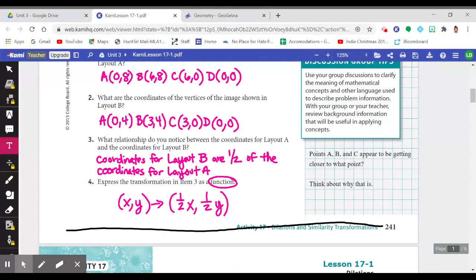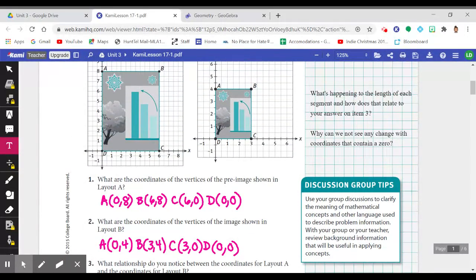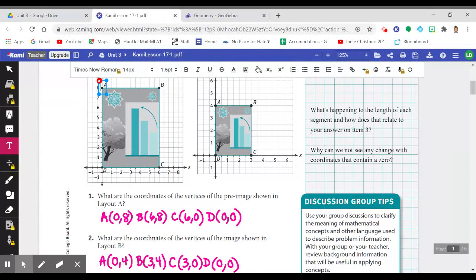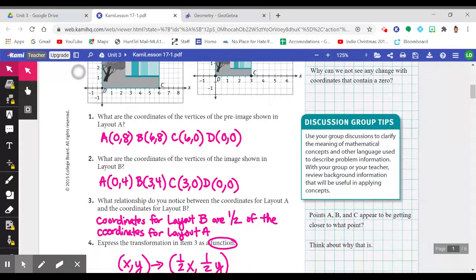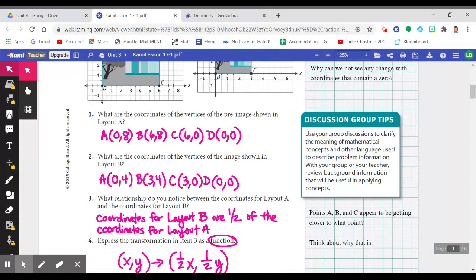I think that's important that you actually label which point is which, because item 3, after you write what the vertices of layout B are, then asks what's the relationship you notice between the coordinates. Well, anytime we start talking about the relationship between coordinates of a pre-image and an image, we're talking about corresponding coordinates, such that point A in layout A corresponds to point A in layout B. So it's important that we see here from item 1 to item 2 that A (0, 8) goes to A (0, 4). And B (6, 8) goes to B (3, 4). That's going to really help you if you couldn't figure it out.